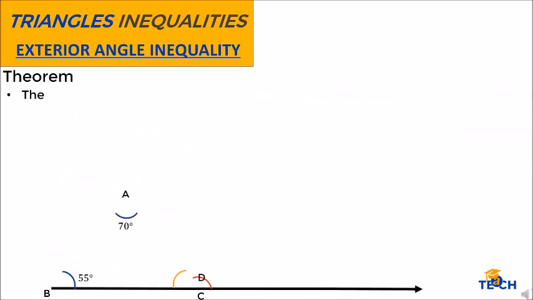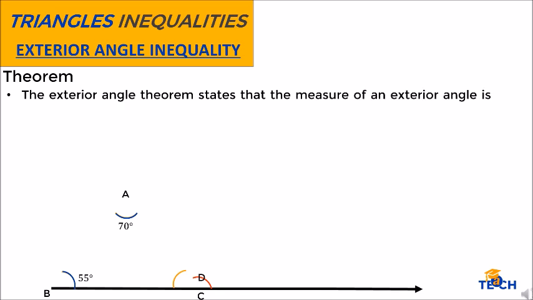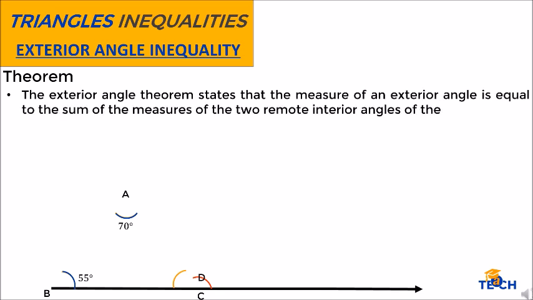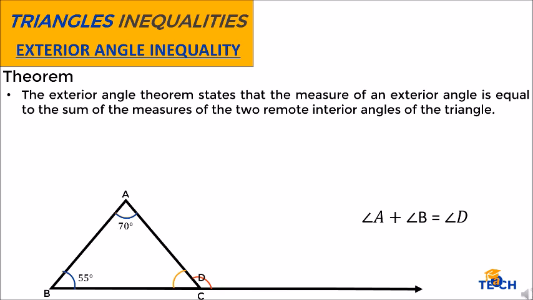For the exterior angle inequality theorem, we have three statements. First statement: the exterior angle theorem states that the measure of the exterior angle is equal to the sum of the measures of the two remote angles of the triangle. So for the figure below, we have here angle A and angle B as our remote angles, right? So if we add angle A and angle B, we will have a result of angle D. So if we invert the first triangle, we will get 70 degrees as the half. And if we move the same triangle, we will have 55 degrees.